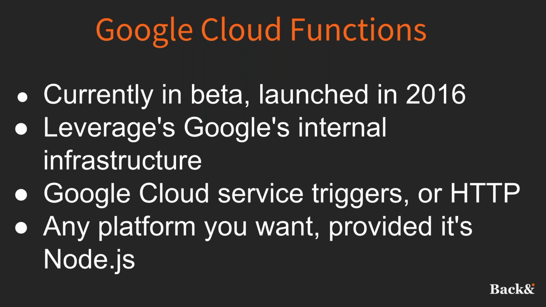The next one we're going to take a look at is Google Cloud Functions. It was launched quietly in alpha early in 2016, and then released to beta later that year. It leverages Google's internal infrastructure. I had a conversation with a developer advocate at Google who mentioned that it's using the same hardware that Google.com is running, so they definitely have the capability to run at web scale. Again, similar to AWS, it has triggers with all of the Google Cloud services, or a significant portion of them, as well as an HTTP trigger.